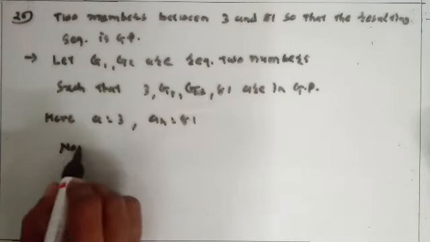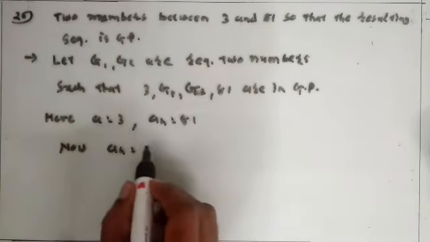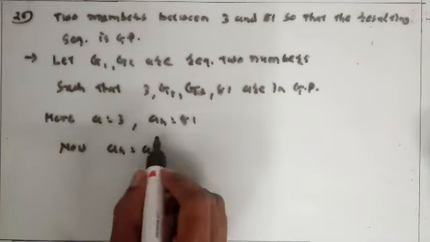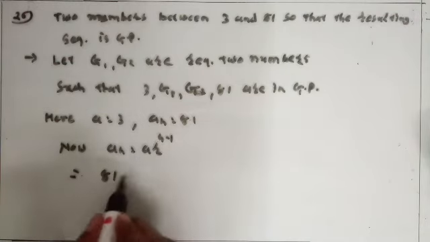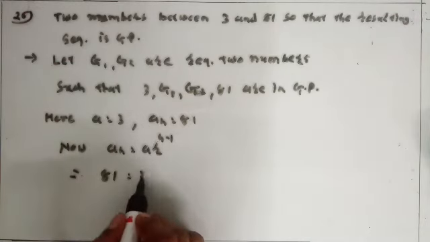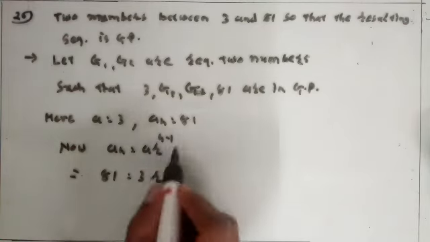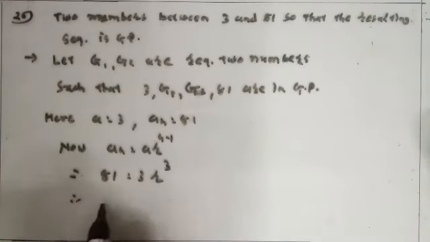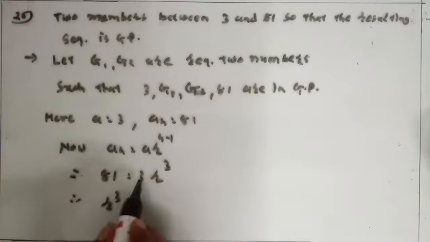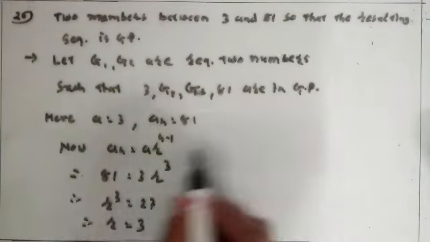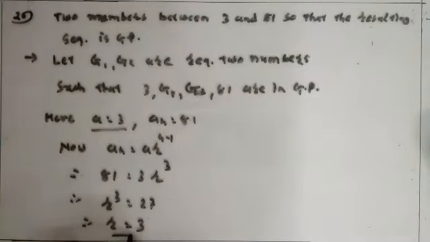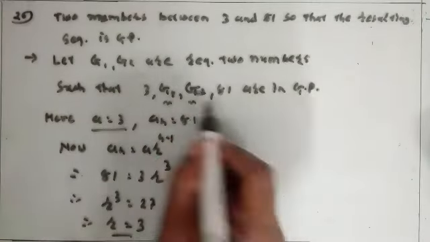Now A4 is equal to, we know that A into R raised to 4 minus 1. But the fourth term is 81, given. First term A is equal to 3, so 81 = 3 into R raised to 4 minus 1, that is R³. Therefore R³ is equal to 81 upon 3, which is 27. Therefore R³ is equal to 3³. So the value of R is equal to 3. Clear? Using the values A = 3 and R = 3, find these two numbers.